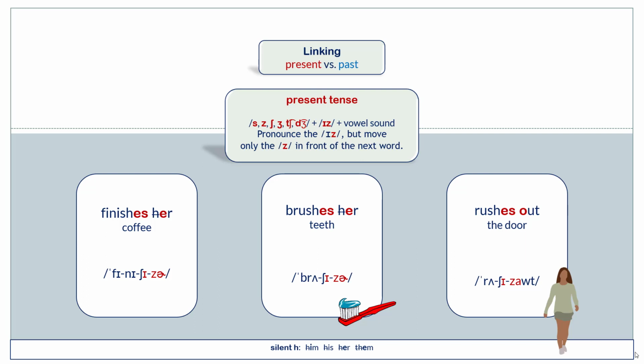Present tense, s, z, sh, zh, ch, j, plus is plus vowel sound. Pronounce the is, but move only the z in front of the next word. Finishes her coffee. Finishes her. Brushes her teeth. Brushes her. Rushes out the door. Rushes out.